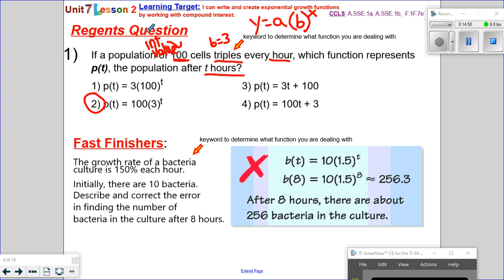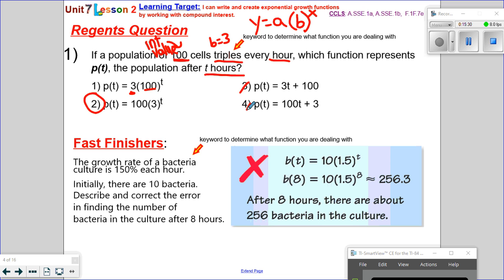Okay, it triples every hour. B is the 3, all right? The initial value is 100. So that's why the A is 100. And then which function represents the population after t hours? So 2 is your answer. This one would say that it starts at 3 and the B is it increases 100 times, right? And 3 and 4.